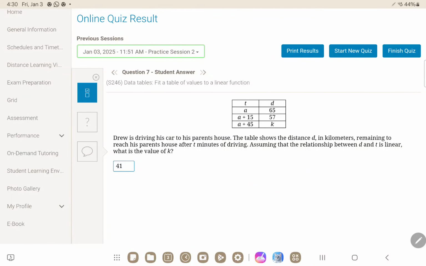Okay. For this question, it's telling us Drew is driving his car to his parents' home, and the table shows the distance d in kilometers remaining to reach his parents' house after t minutes of driving. Assuming that the relationship between d and t is linear, what's the value of k? For this question, we need to look at the table and analyze the numbers. So the starting point is 65.